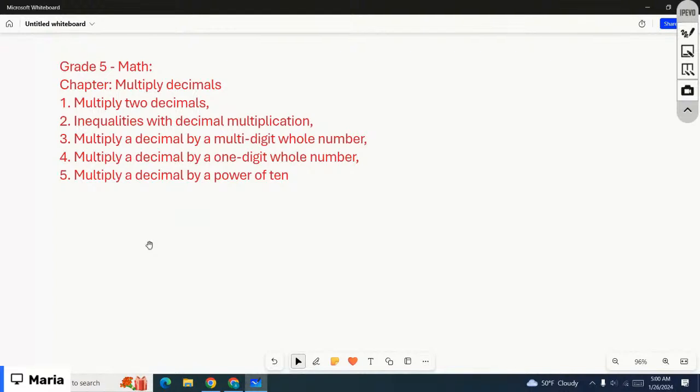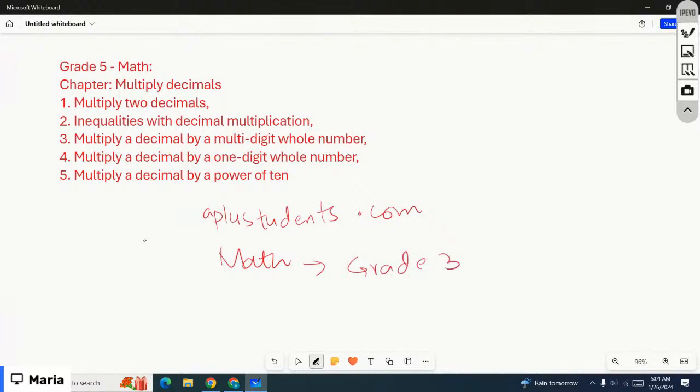We are here for grade 5 math. You can find all the lessons on aplusstudents.com. You have to log in there using your email address and password as provided by the administrator. Then you have to select math from the subject tab. Scroll down to grade 5 and then click on view all lessons.